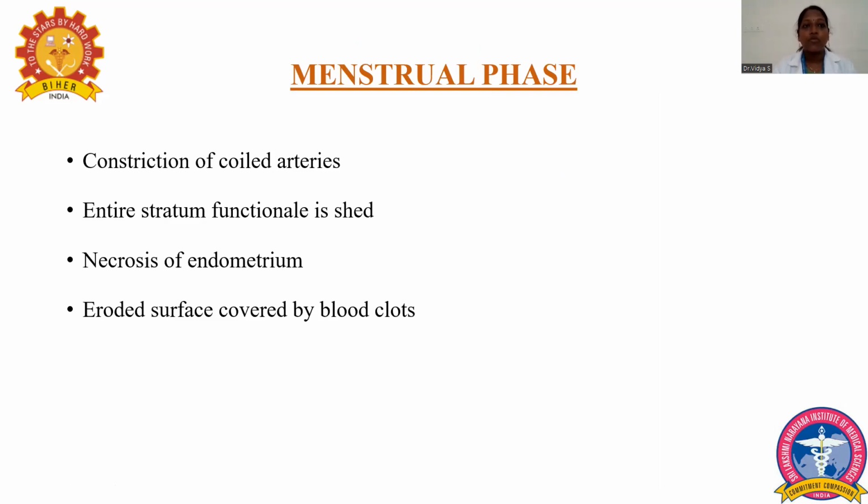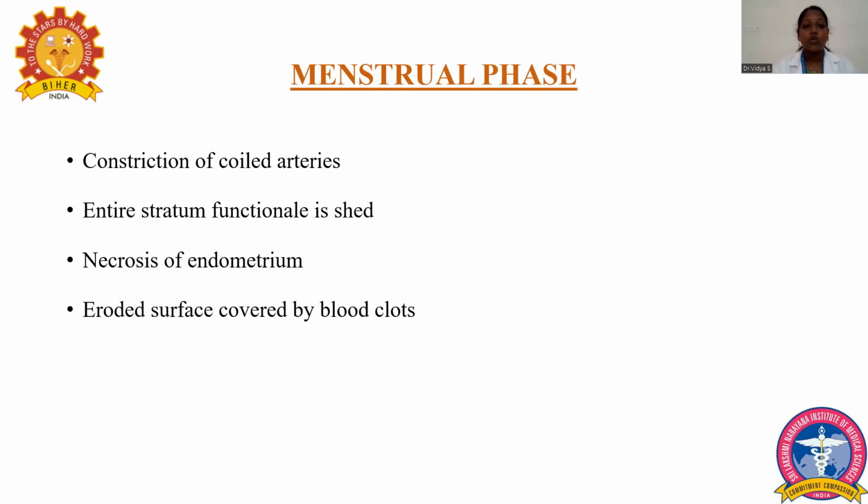What about the menses? It's nothing but the shedding of the endometrium cells. Here, the entire stratum functionalis is going to shed off in the menstrual phase. That is one of the clues here.